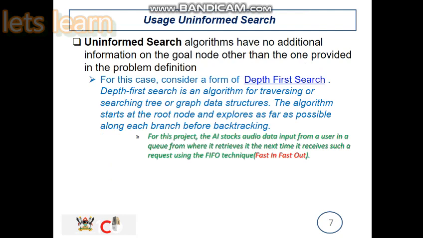So come to the searches, that is the uninformed and the informed searches. With uninformed, algorithms have no additional information, as in they have no idea of what is really going to take place. That is, no information on the goal node other than the one provided in the problem definition. For this case, consider a form of the depth first search, considering an example of a treasure hunter trying to dig but digging deeper. For instance, those digging for oil, they dig going deeper.